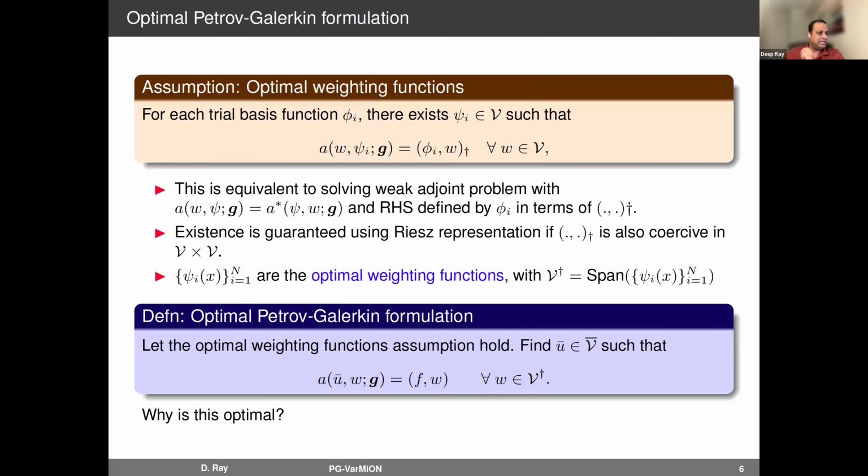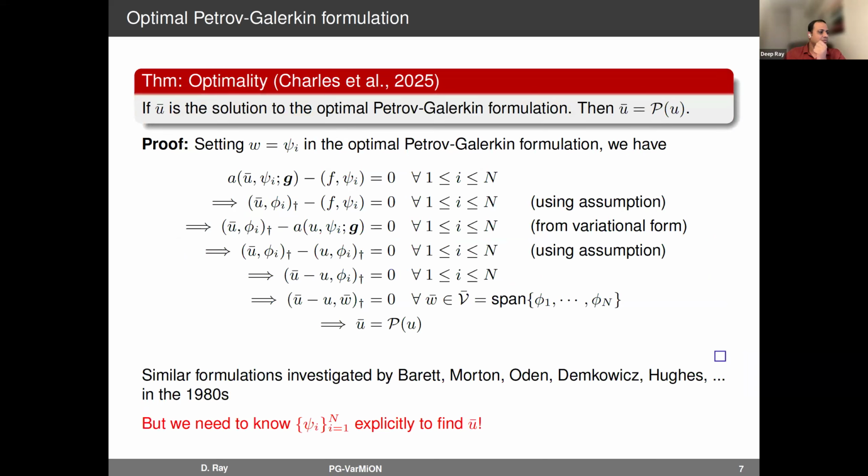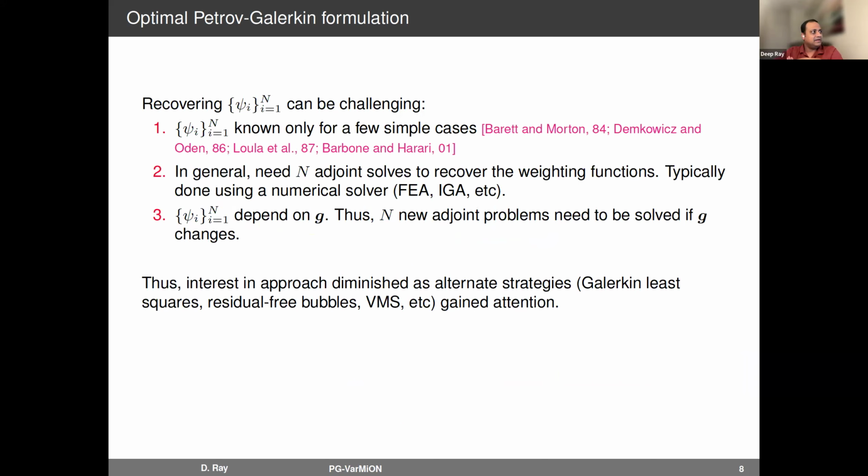But the issue here is, to be able to use this, we need to know what the psi I are explicitly. If I don't know what my optimal weighting functions are, I cannot recover U bar, right? So this is the fundamental challenge with this optimal Petrov-Galerkin formulation. It's finite dimensional, it's nice, it's a very good formulation, but you need to know what the optimal weighting functions are. And recovering these optimal weighting functions can be challenging. Although for very simple 1D and 2D cases, we do know what they look like for a certain choice of the trial basis. In general, we don't know what they would look like.